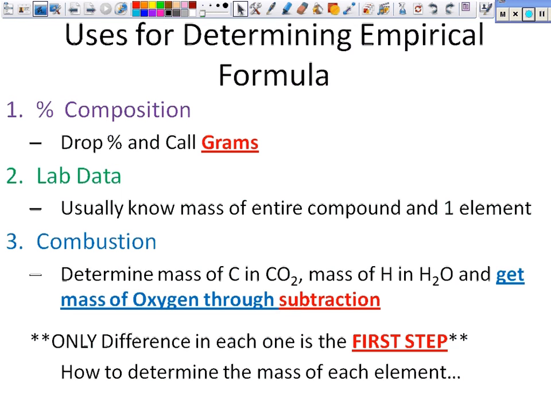The last one is the hardest one. And guess what you probably potentially might see Thursday? The hardest one. Determining the empirical formula through combustion. All right? So here's the way you're going to get it. So if you want to go back and watch this part of the video, I would highly recommend it because I'm not going to spend time going over the problem because you have that at your disposal.